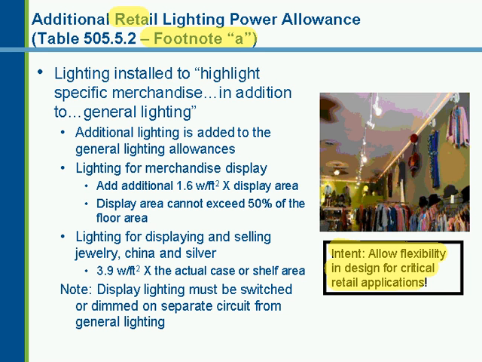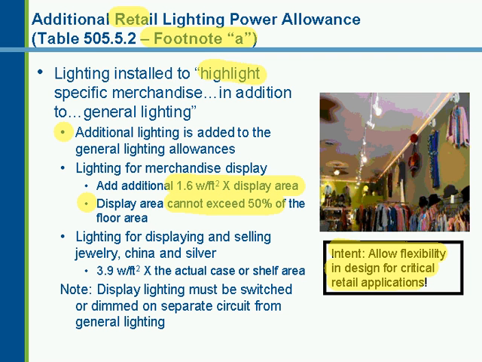So the allowance is provided for lighting that is installed to highlight specific merchandise, and that must be in addition to general lighting. It cannot be the same general lighting used for occupants to move around in the space, for example. This additional lighting is then added to your general lighting allowance, and that increases the allowed wattage you have to meet with your installed design. There are 2 levels of the allowance. The first is the basic 1.6 watts per square foot, and this is times the display area, but the display area cannot exceed 50% of the floor area.